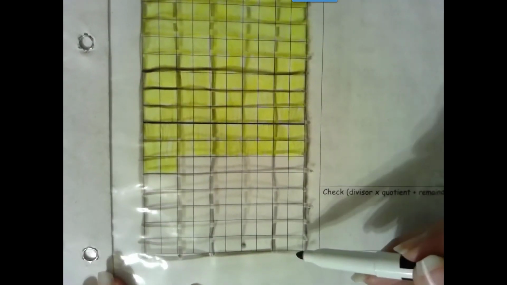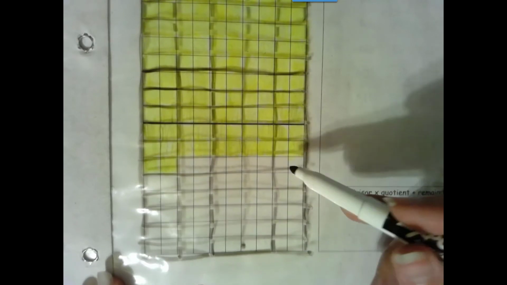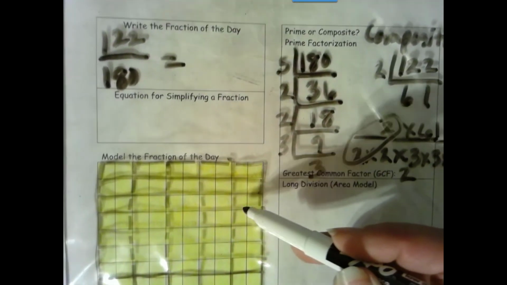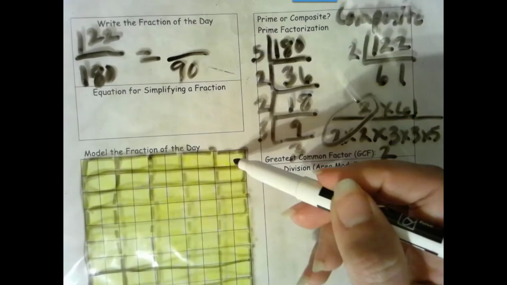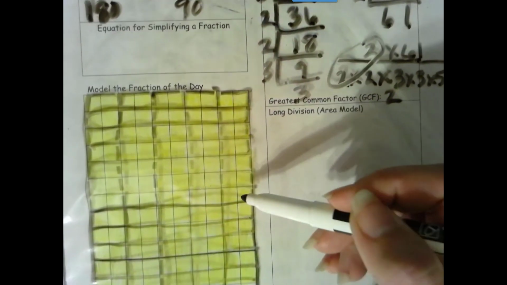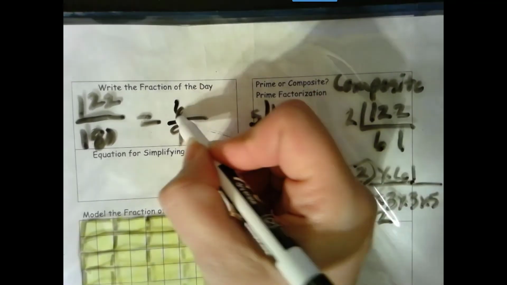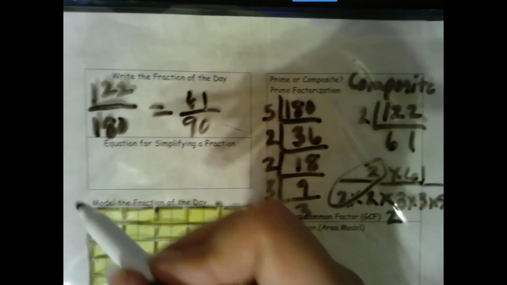Alright, so we got to figure out how many total groups of 2 we have. So the way I made my rows, I have 5 in each, so I'm going to count by 5s. 5, 10, 15, 20, 25, 30, 35, 40, 45, 50, 55, 60, 65, 70, 75, 80, 85, 90 total groups. And I have 5, 10, 15, 20, 25, 30, 35, 40, 45, 50, 55, 61 shaded in.